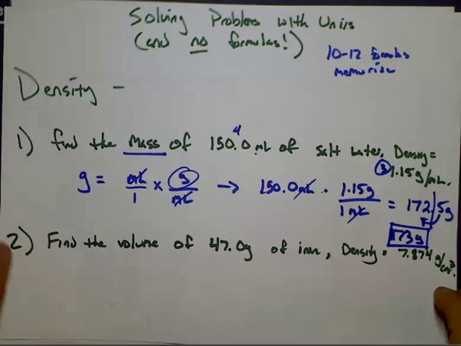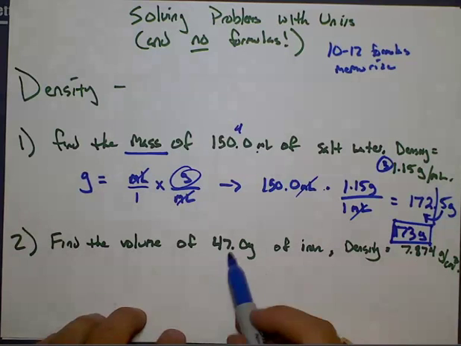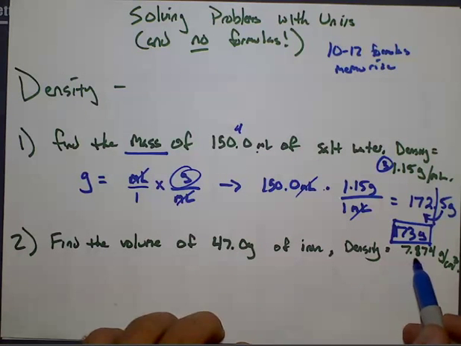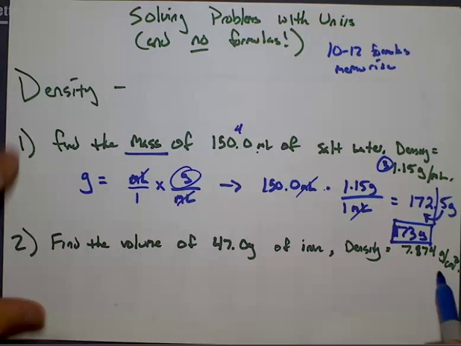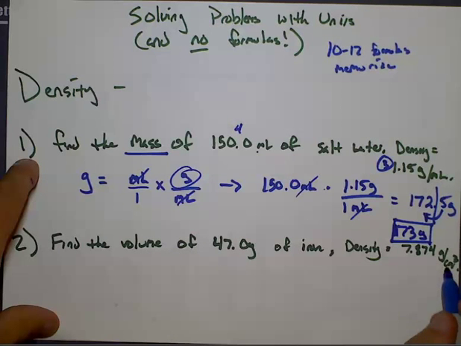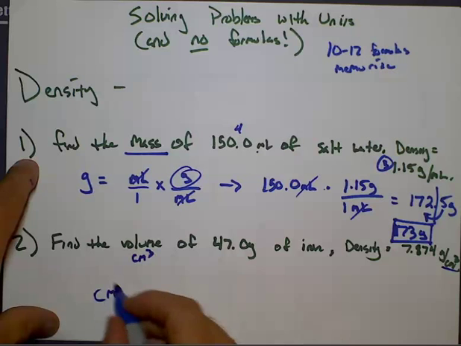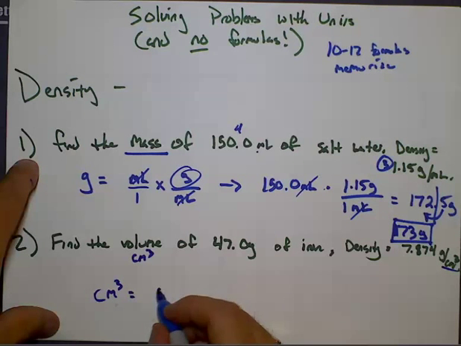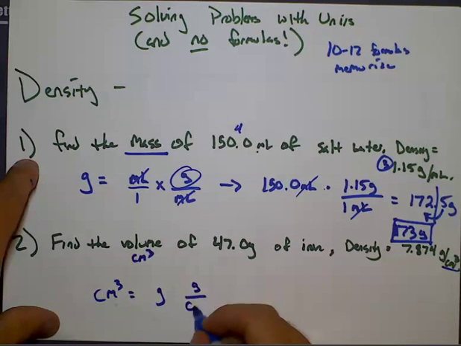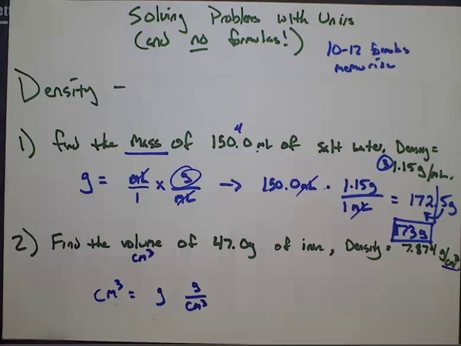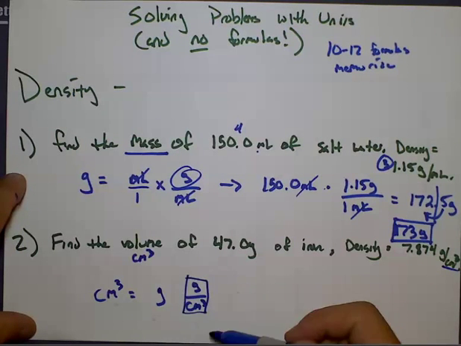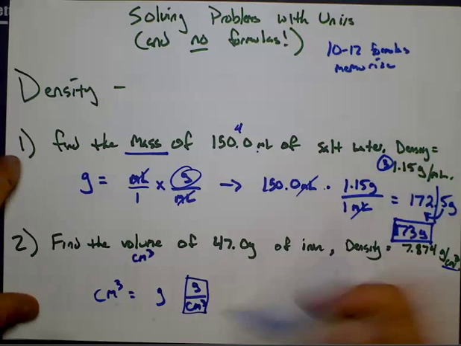Let's take a look at the second question then. Finding the volume of 47.0 grams of iron where the density is 7.874 grams per cubic centimeter. Here the volume, instead of being in milliliters, is in cubic centimeters. So I've got to find a way to get cubic centimeters using grams and grams per cubic centimeter. Well, let's try one thing. I can rearrange these however I want. I just need to keep these two things together, either like this or flipped.